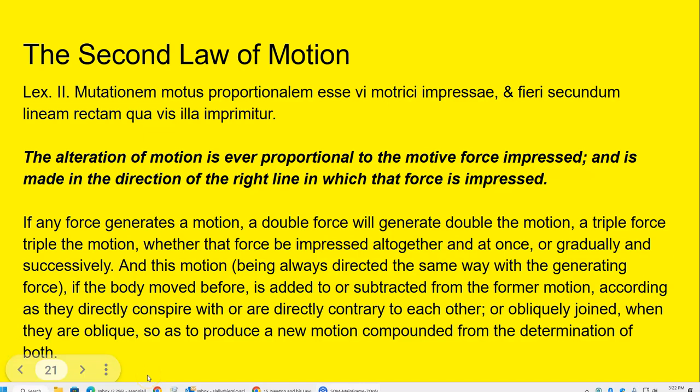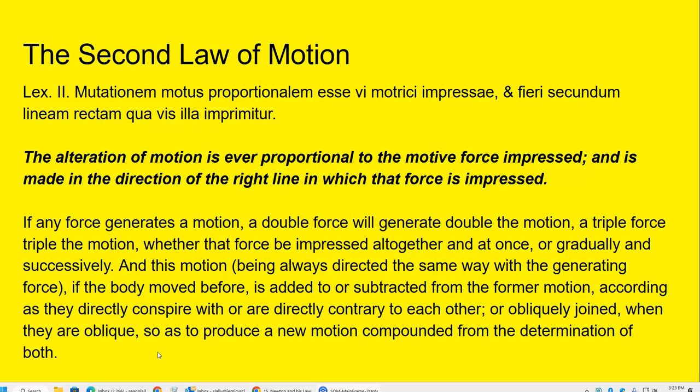Okay, we are back to talk about the second law of motion, Newton's second law. Now I'm going to skip the Latin here, but I am going to go directly to the first translation, which says the alteration of motion is ever proportional to the motive force impressed and is made in the direction of the right line in which that force is impressed. I would not be surprised if you found that really confusing.